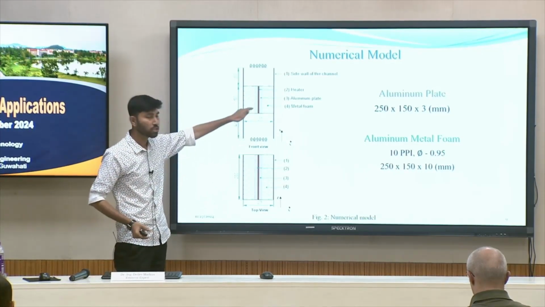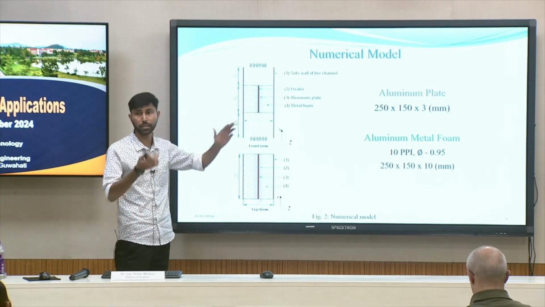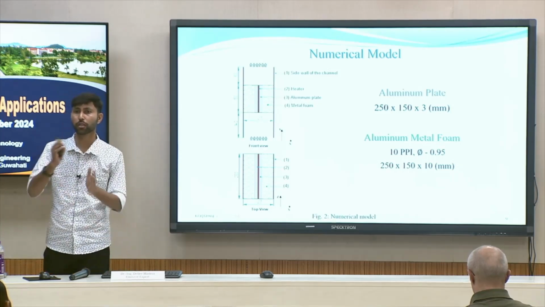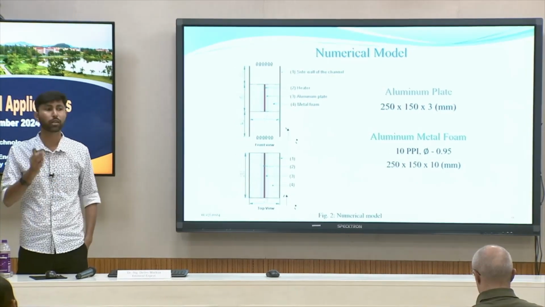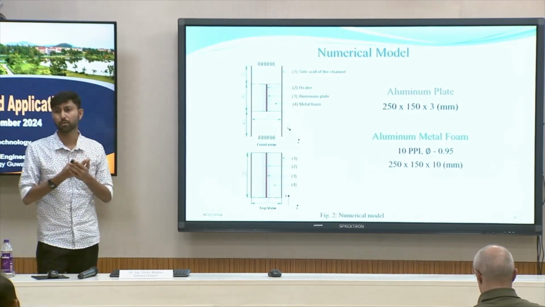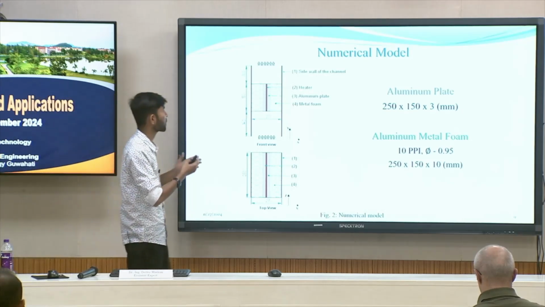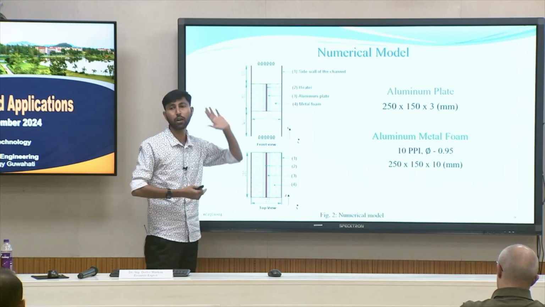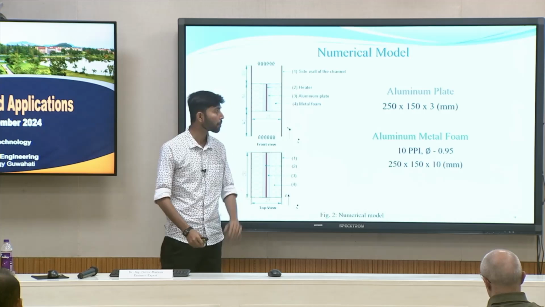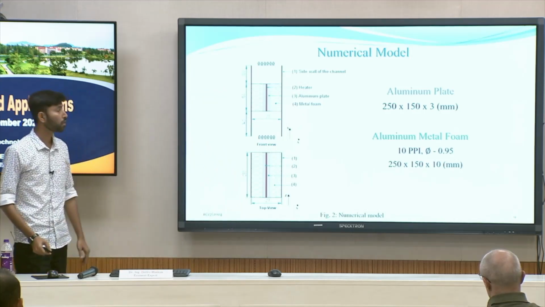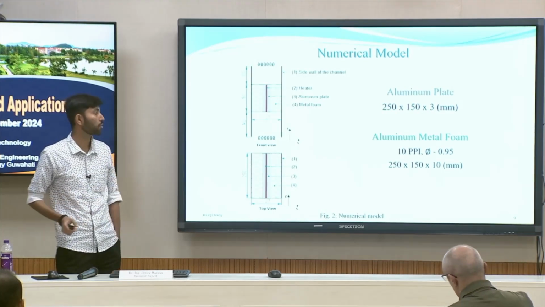From the bottom of the channel, air will be circulated, and the aluminum plate receives the heat from the heater. That will be transferred to the air by convection. Heat will be transferred. That case we call an empty channel. In order to enhance that heat transfer performance, same as Kamath et al., we have introduced aluminum metal foam. The parameter I have considered is 10 ppi, its porosity is 0.95, and its dimension is 250 by 150 by 10 mm.